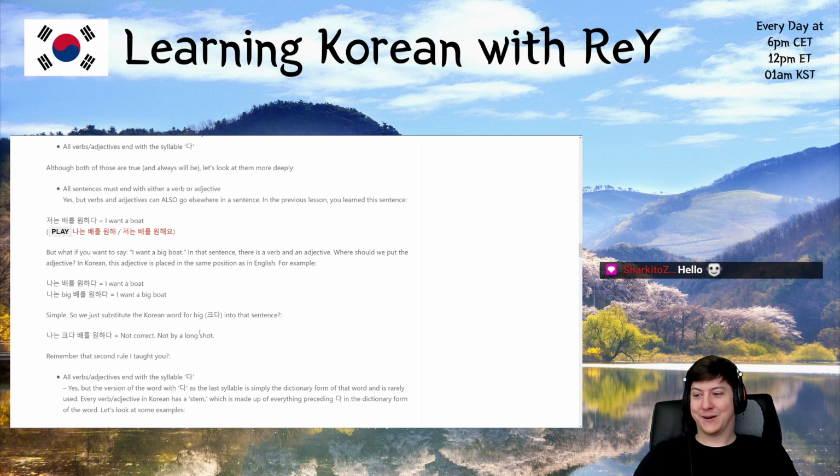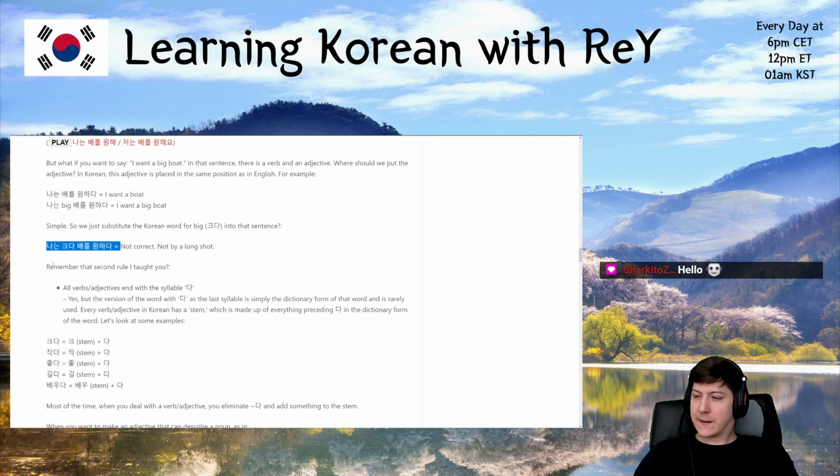Not correct, not by a long shot. Well, that's a problem. Remember the second rule I taught you: all verbs and adjectives end in the syllable da. Here and here. Well, that's not correct if you conjugate it, of course. The version of the word with da as the last syllable is simply the dictionary form, the base form.